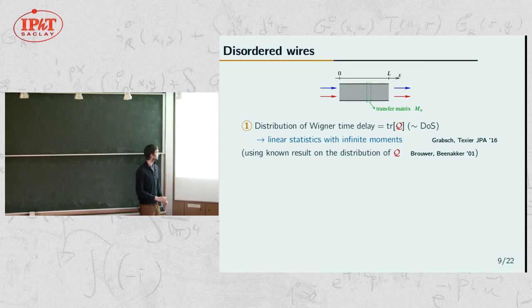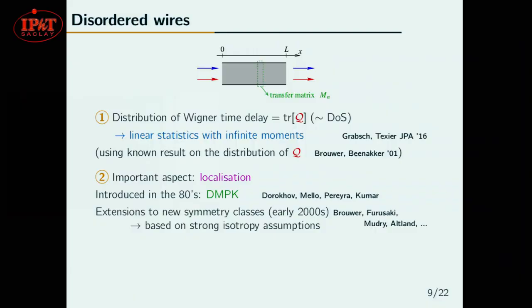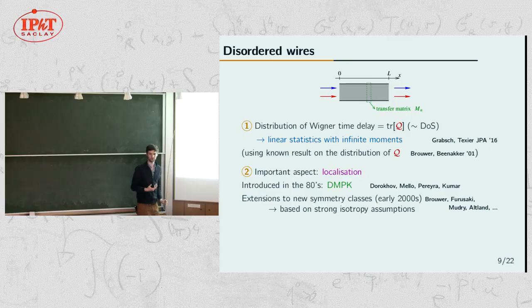Now, these models of disordered wires were introduced in a very different context, and it's about Anderson localization, because they are very nice models in the sense that they are not exactly 1D, so you get more rich phenomenology than you have in one dimension, but it's not yet 2D, so you can do more things analytically than you would in higher dimensions. So they were introduced in the 80s by Dorokhov, Mello, Pereyra, and Kumar, which gives the name DMPK for the approach that they use.